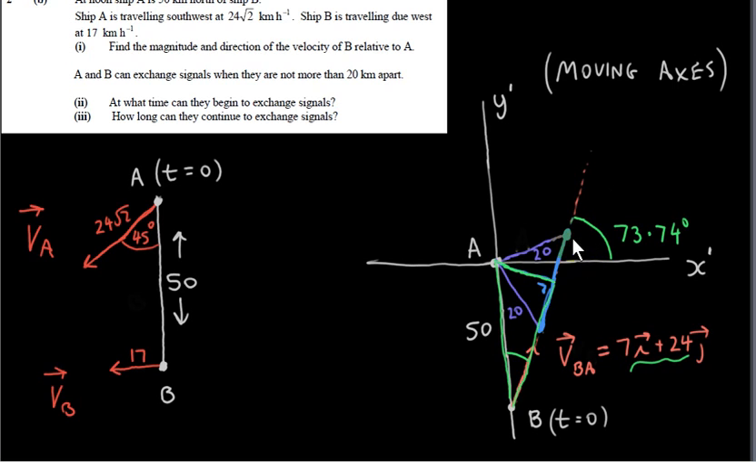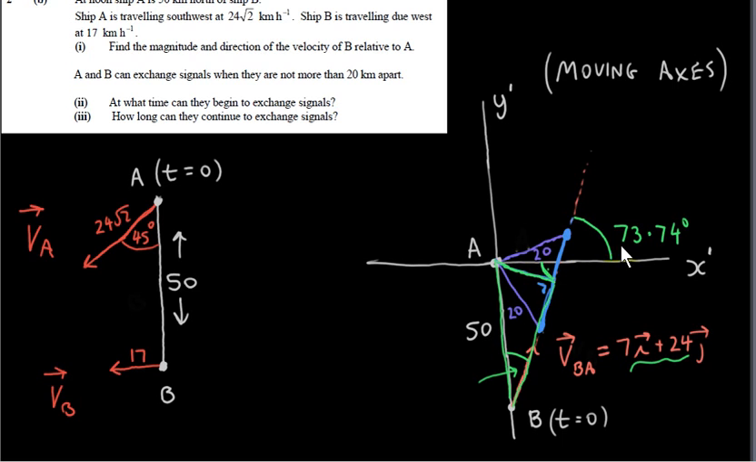We saw earlier that vector VBA makes an angle of 73.74 degrees with the horizontal. That was just inverse tan 24 over 7. So knowing this angle here, we can find this angle here. This angle is got by taking 73.74 degrees from 90 degrees, because 73.74 degrees is the same as this angle in here.